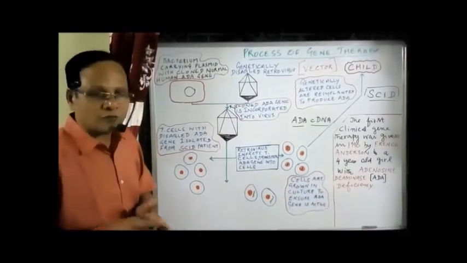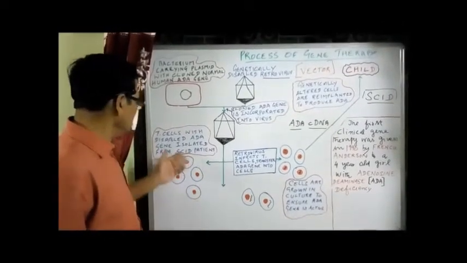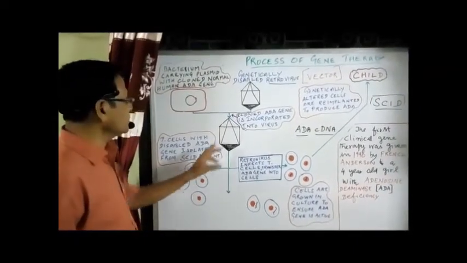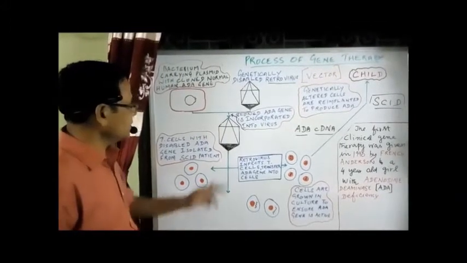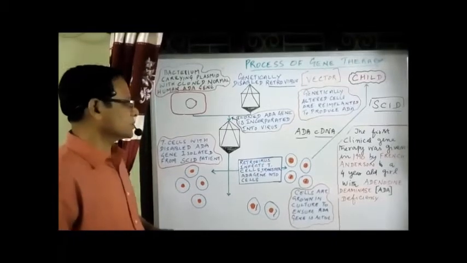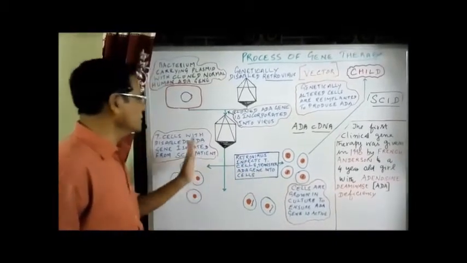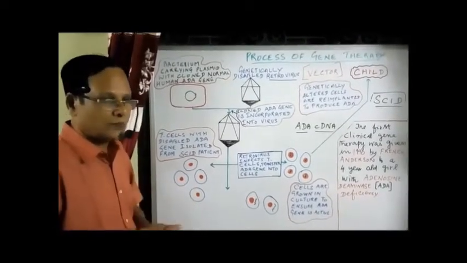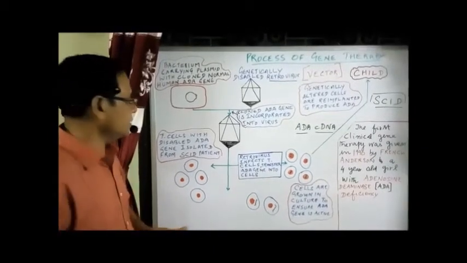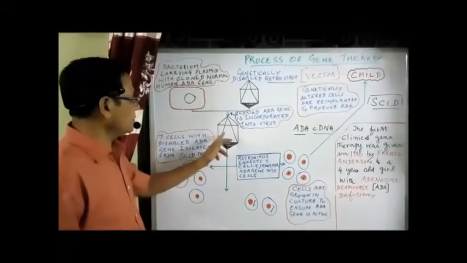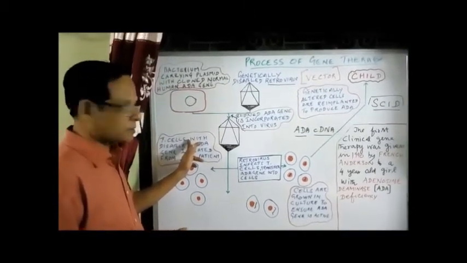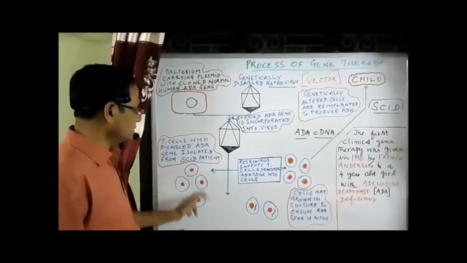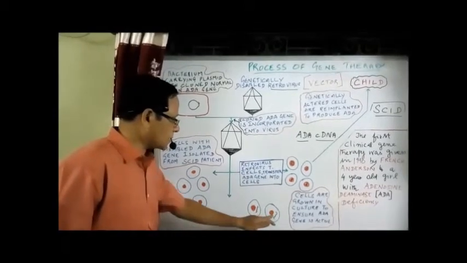Then the virus is allowed to infect. It is incubated with the T cells with the disabled ADA gene, isolated from the sick patient. So what is happening? The retrovirus infects the T cells and transfers the ADA gene into the cells. Disabled means not having a functional ADA gene, so there is no functional enzyme, the adenosine deaminase enzyme. When the virus is incubated with these cells, it transfers the ADA gene into these disabled cells. Now the genes are transferred here, as you see on the black lines.